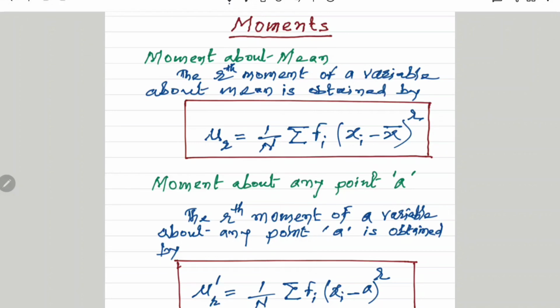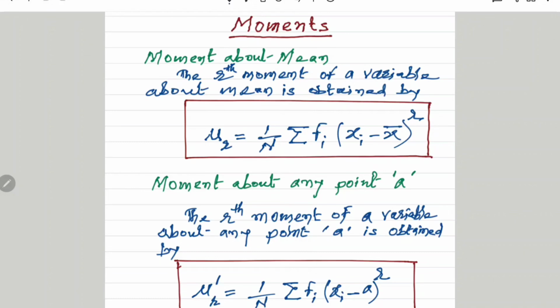Let us define that term. Moment about mean. This is the rth moment of a variable about mean, and it is obtained by the formula mu r is equal to 1 by n summation of fi multiplied by (xi minus x bar) raised to r, where x bar is the mean.